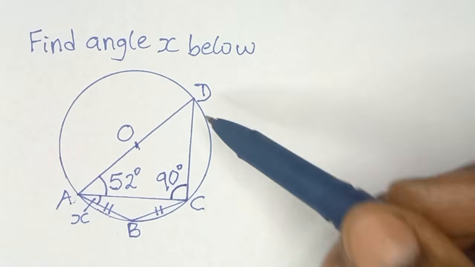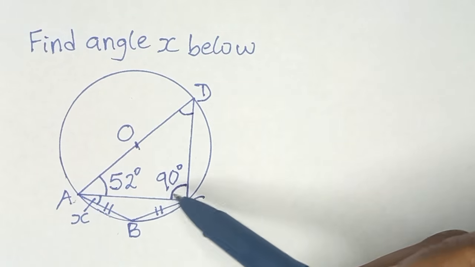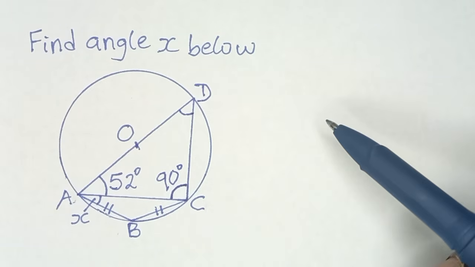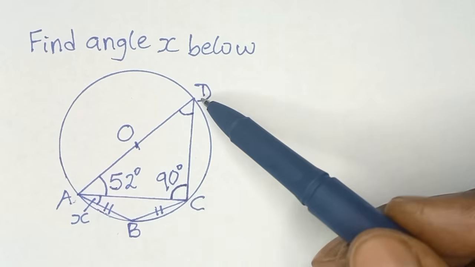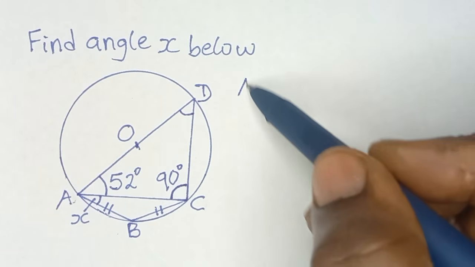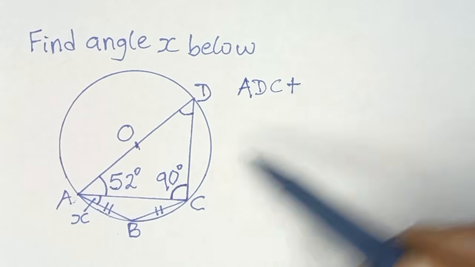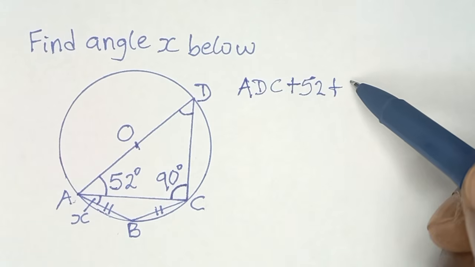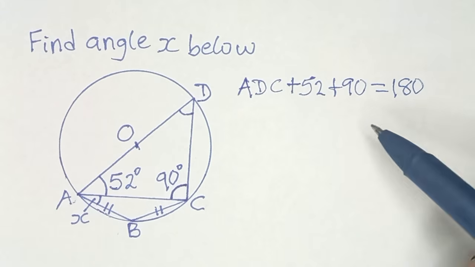So with that now, we can find this third angle of the triangle. For us to find the third angle of this triangle, what we simply need to do is to say that this third angle will be obtained by subtracting the sum of these two from 180. So let me just write it out. I'll call this third angle ADC. So I can simply say angle ADC plus 52 degrees plus 90 degrees altogether give us 180, because the sum of angles in a triangle is 180.